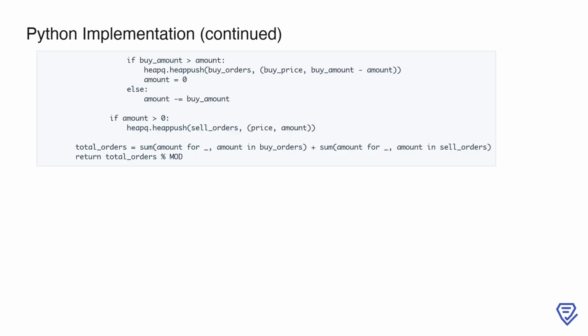Once all orders have been processed, we calculate the total number of orders remaining in the backlog. This is done by summing up the amounts from both the by_orders and cell_orders heaps. Finally, we return the total modulo mod to ensure the result meets the problem's constraints. This approach ensures that we efficiently manage the backlog and process orders while adhering to the requirements of the problem.